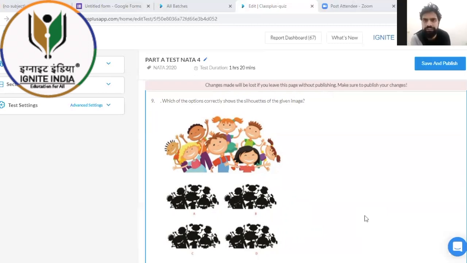Let me read the question for you. Which of the options correctly shows the silhouette of the given image? So as it is the silhouette of the given image, if you want to see in black and white how it will look, that's what the answer is. Here you have to find it.